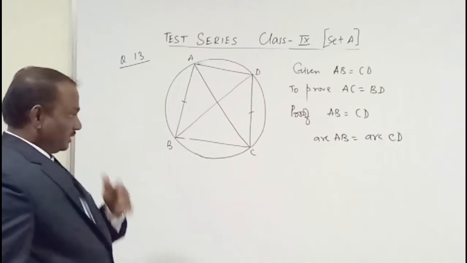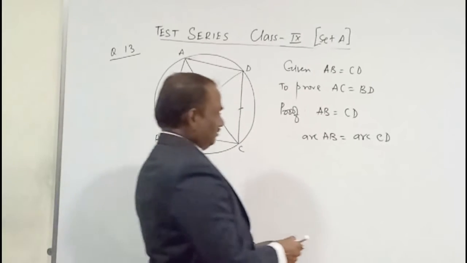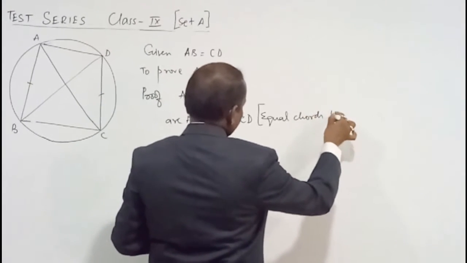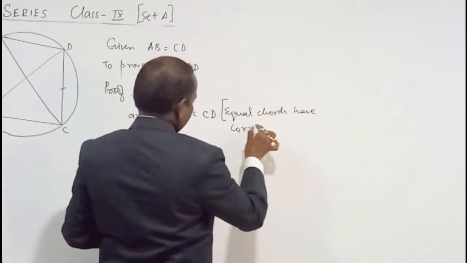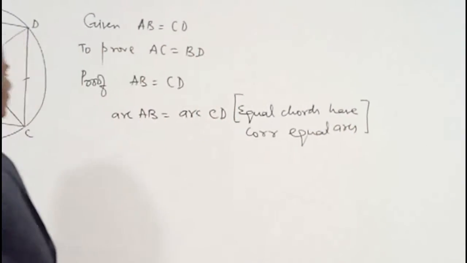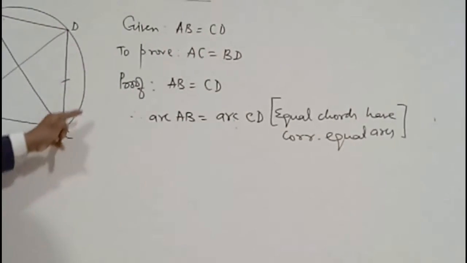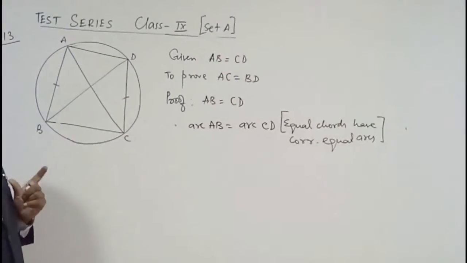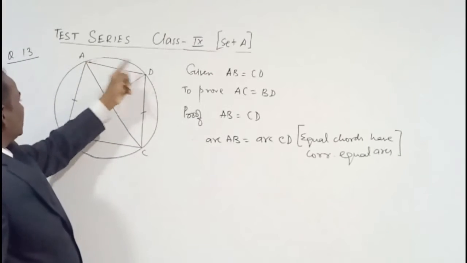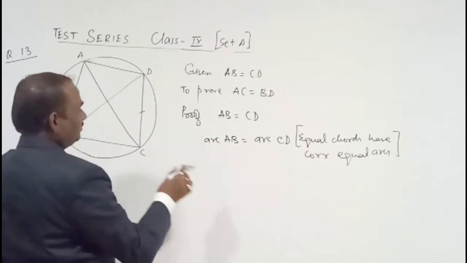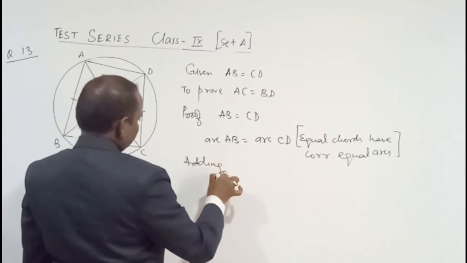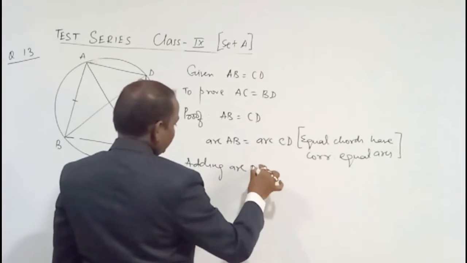Now, the opposite of the property which I said just now is also true. Here you will use the property that equal chords have corresponding equal arcs. Now, the opposite is also true. Now, if I can prove that arc AC is equal to arc DB, my job will be done. Now, arc AC means CD plus AD, and arc BD means AB plus AD. Now, I have arc AB equal to arc CD. Now, what I am doing, I am adding arc AD to both sides.